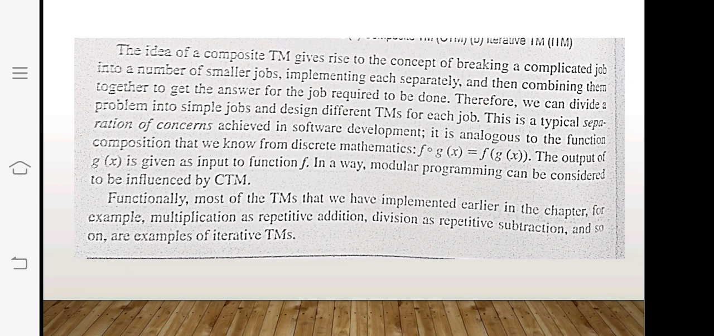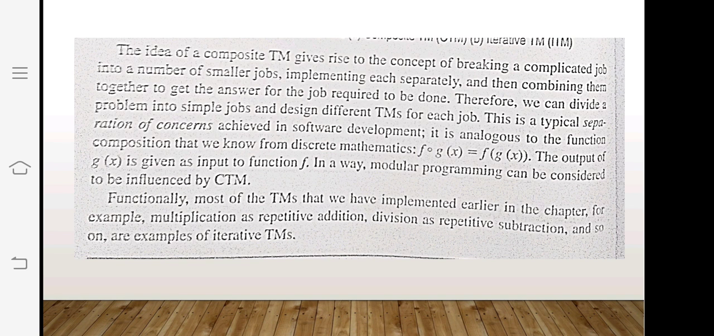The idea of the composite Turing machine gives rise to the concept of breaking a complicated job into a number of smaller jobs, implementing each separately. That means we can say it is somewhat of a divide and conquer strategy. If we are given a complex job, that job has to be divided into smaller jobs, and each individual Turing machine will solve its problem individually, and we get the output. Therefore, we can divide the problem into simple jobs and design a different Turing machine for each job.